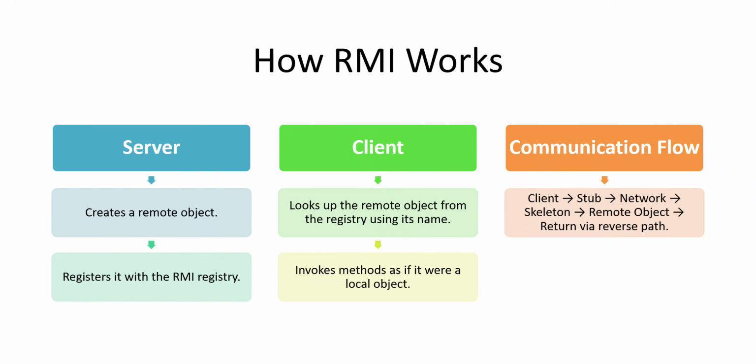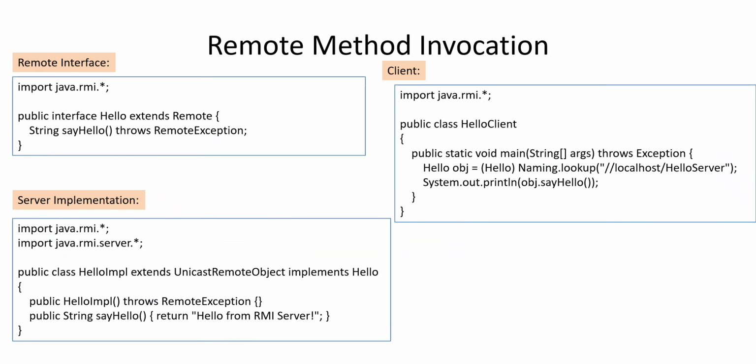Now let us look at the Java example. First we have a remote interface. The interface is named Hello. It contains a method called sayHello. This method throws a RemoteException because communication across a network can encounter remote communication problems.